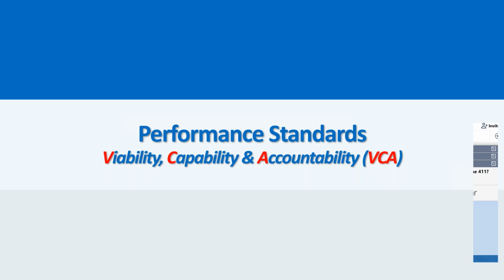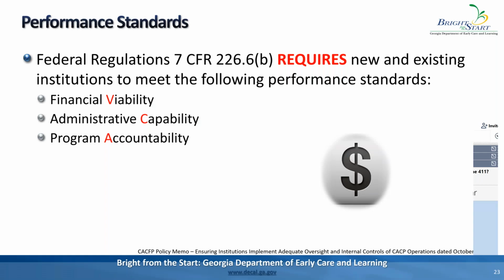Therefore, all institutions wanting to continue participation in the CACFP must demonstrate that they can comply with the following performance standards of viability, capability, and accountability. Federal Regulation 7 CFR 226.6b requires new and existing institutions to meet the following performance standards: financial viability, administrative capability, and program accountability. We will talk about this going forth, okay? Let's get into financial viability.